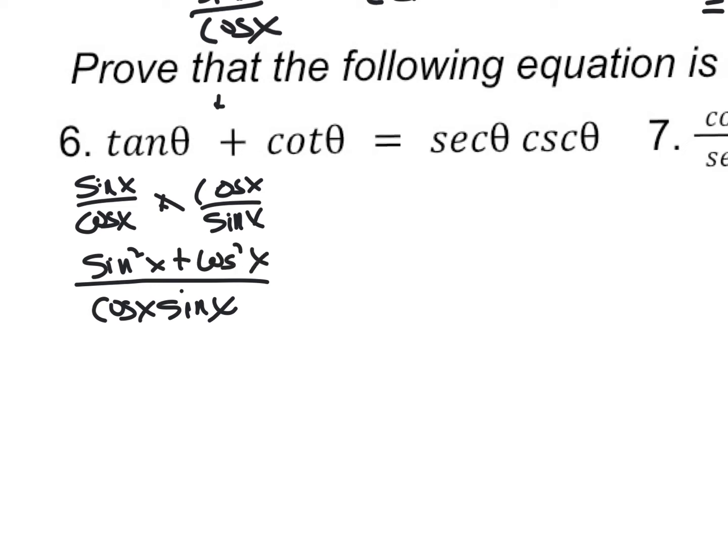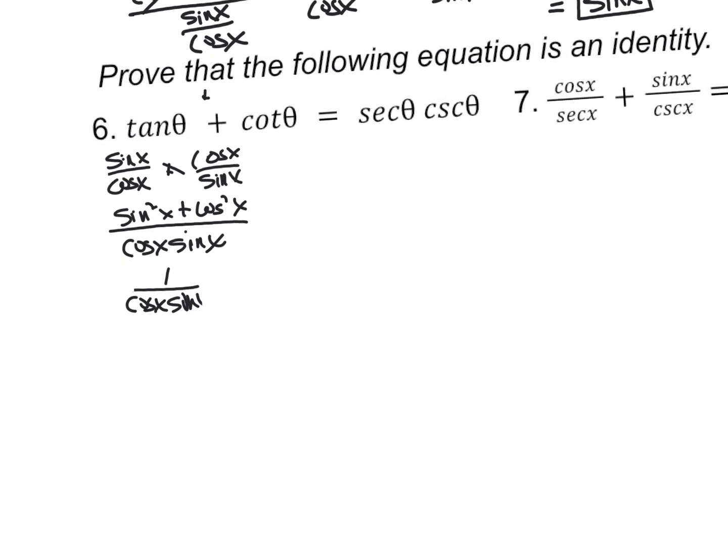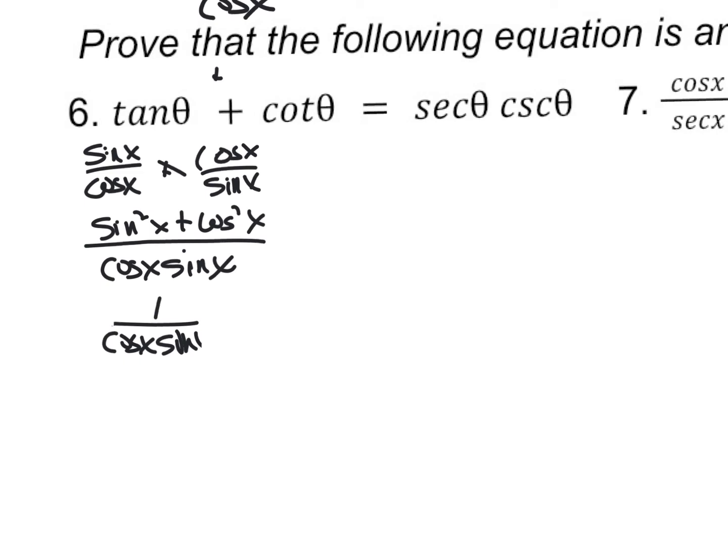Oh my goodness, do you see what I see on the top? Sine squared plus cosine squared, that's 1 over cosine x, sine x. Now one more step here. Before you just say, oh, I see it, and I do. Hopefully you can see it already, but you got to show that there's a secant.